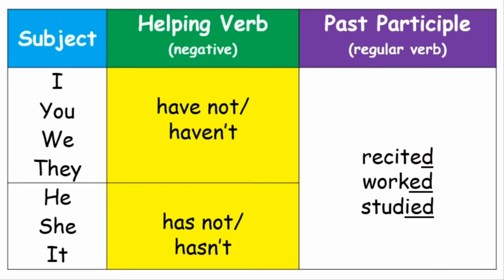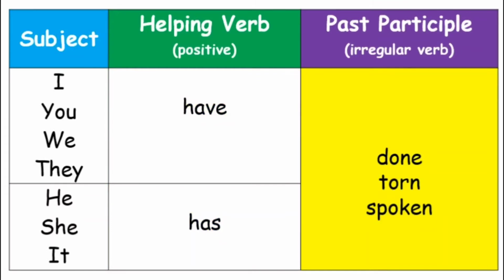month. Here, our helping verb have not or haven't is in negative form because of the word not. We can contract the have not into haven't by removing the O and replacing it with apostrophe and combine them together to become one word. It's up to you which one do you like to use, have not or haven't.